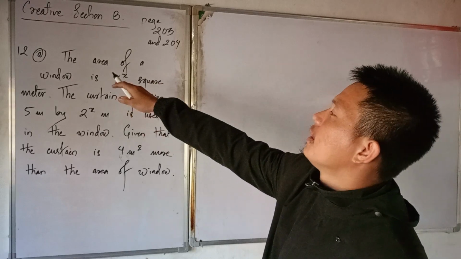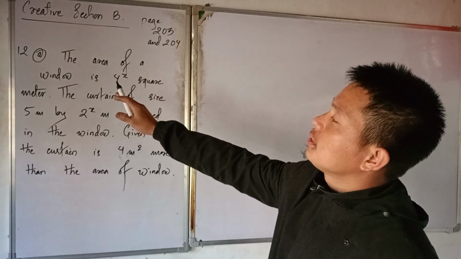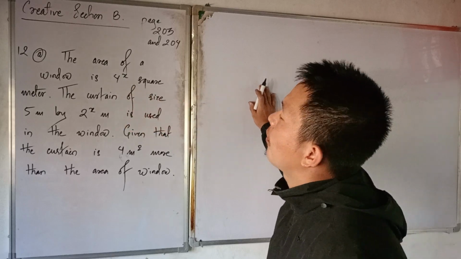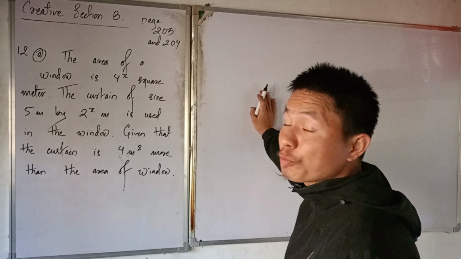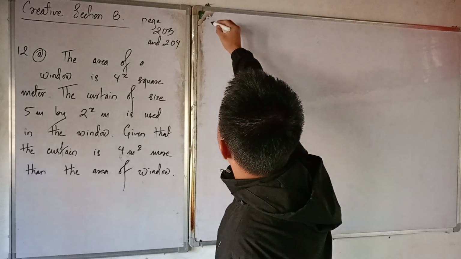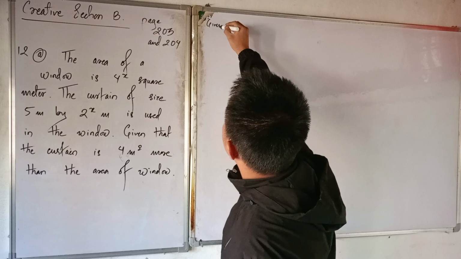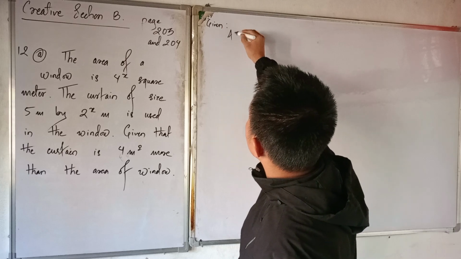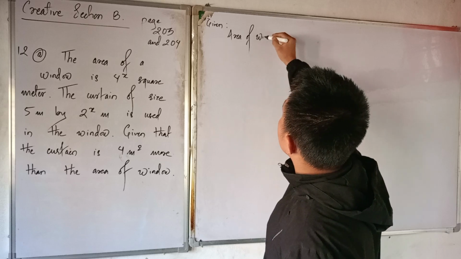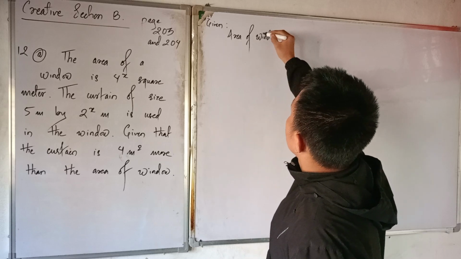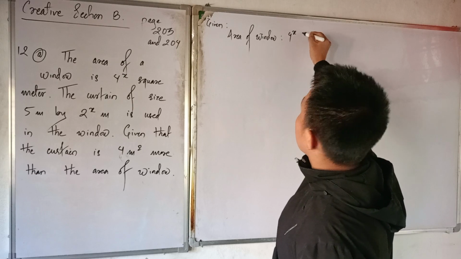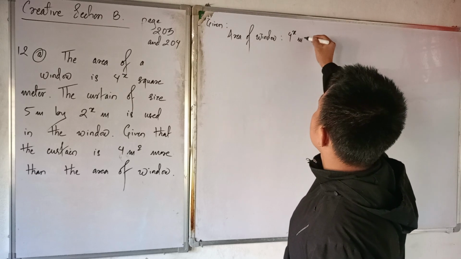Okay, let me read out the question for you. 12a, the area of the window is 4 power x square meter. That will be the area of the window. So the area of the window is given as 4 power x meter square.